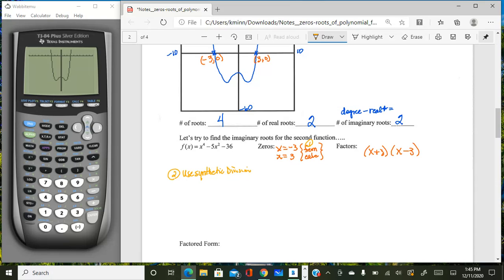Okay, synthetic division with both of our zeros. So first we're going to take negative 3 and use synthetic division with our coefficients, which are 1, 0, negative 5, 0, and negative 36. Bring down the 1. This becomes negative 3. This will be 9, negative 12, and positive 36.